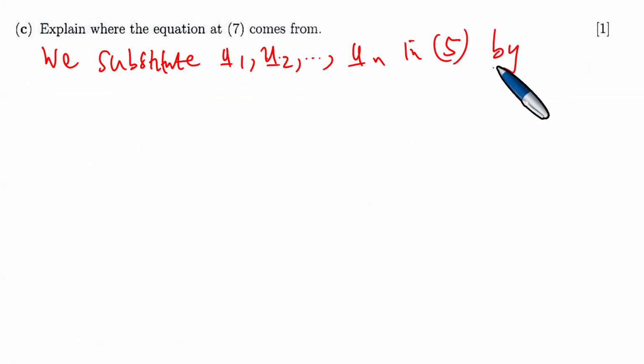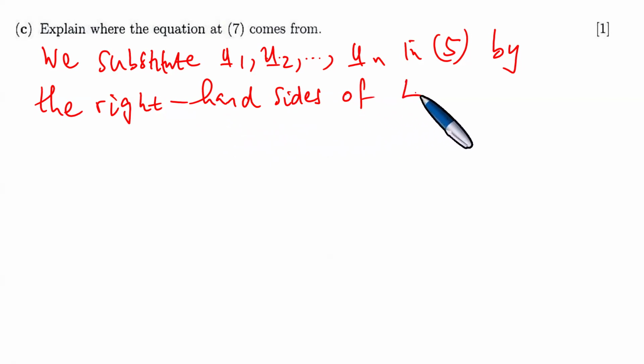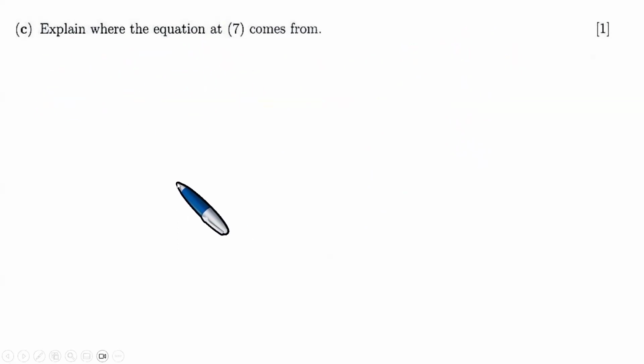Right, by what? By the right hand sides of 4. You substitute all the equations into 5. We substitute the U1, U2 in 5. So you put all these U1, U2 into equation 5. And that is where the equation at 7 comes from. Let's move to the next point.